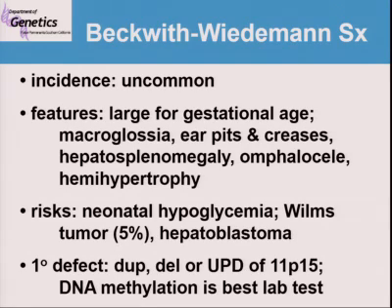So large for gestational age, as you might see in an infant of a diabetic mother. The large tongue, the ear pits and creases, organomegaly, omphalocele, and occasionally hemihypertrophy. As I said, these kids are at increased risk for hypoglycemia. They're also at increased risk for Wilms tumor and hepatoblastoma. So these kids require serial ultrasound evaluations every 3 months for the first 6 to 8 years of life. The primary defect is on chromosome 11, and probably the best test here, again, is DNA methylation.